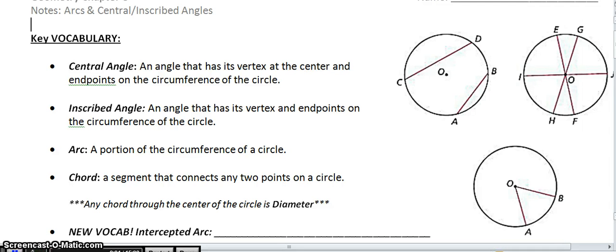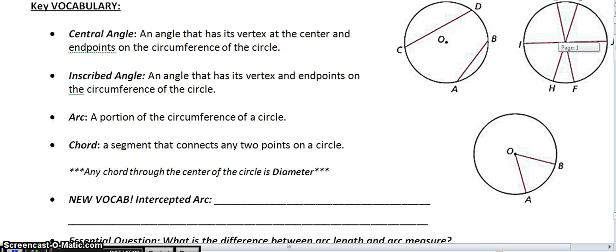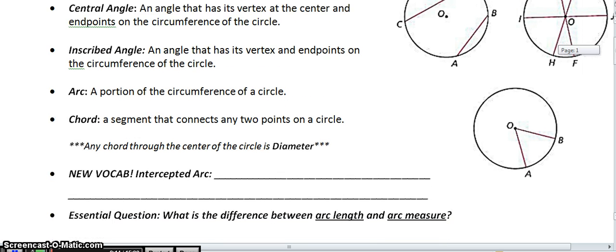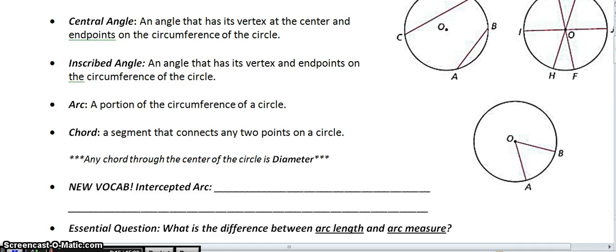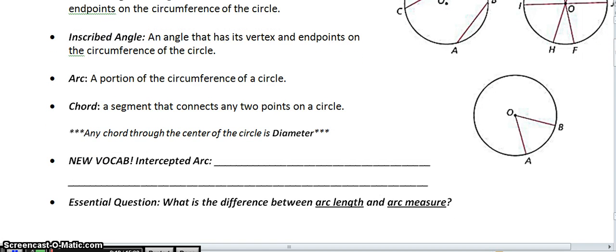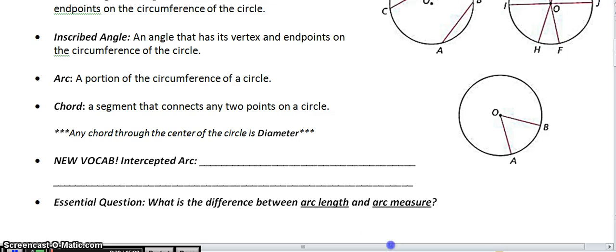Hi everyone. The goal of this video is to learn something about central and inscribed angles. I've given you a bank of some vocab you should already know. I'm just going to talk about the vocab you may not know. So look over these and make sure you know what a central angle is, an inscribed angle is, and so on. Okay, the new vocab for today is intercepted arc.